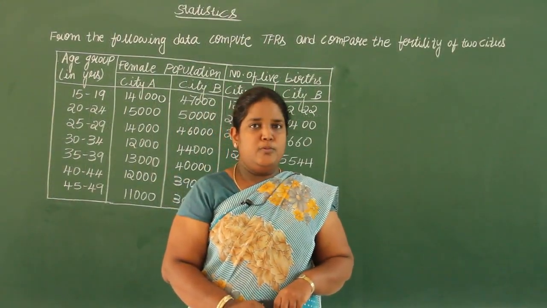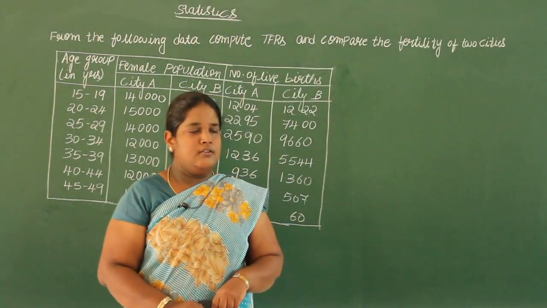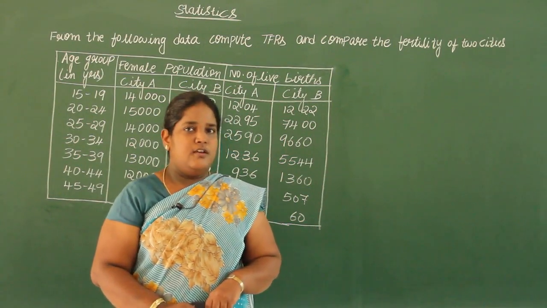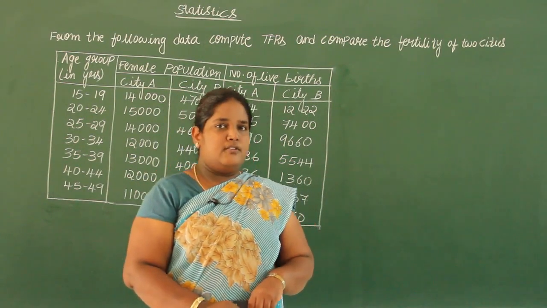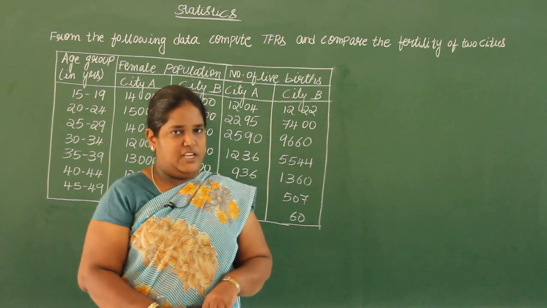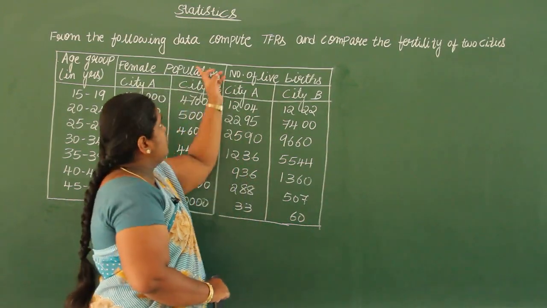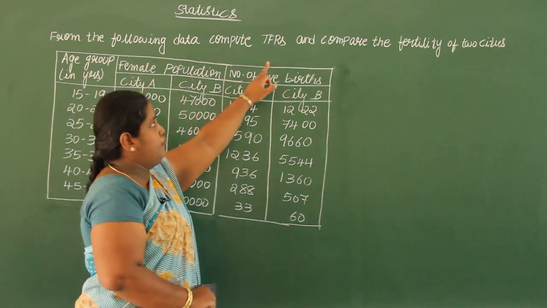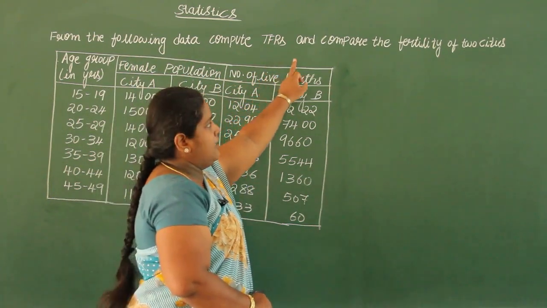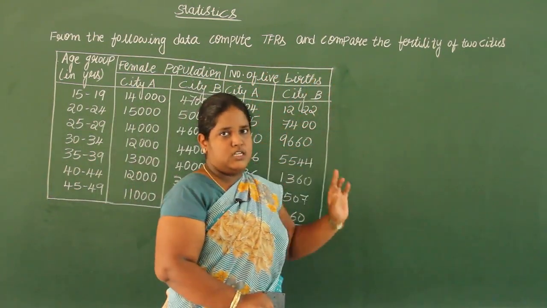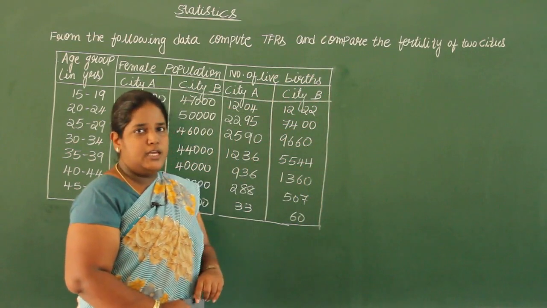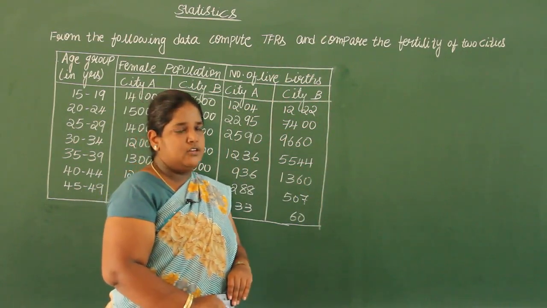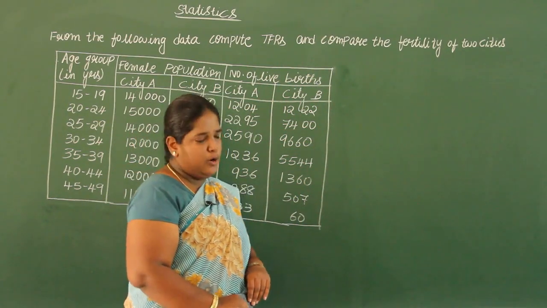Okay, in this problem we'll be studying two populations, where you can compare the fertility of different populations. So I have given the following data: compute the total fertility rate and compare the fertility of two cities. TFR is the only method where you can compare the fertility of two different populations.